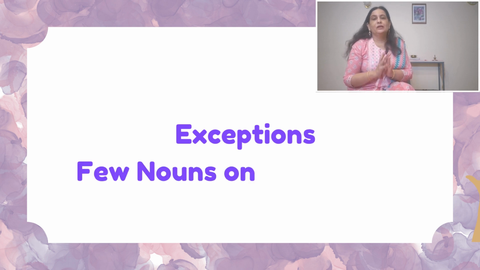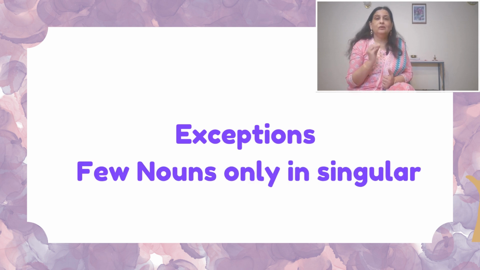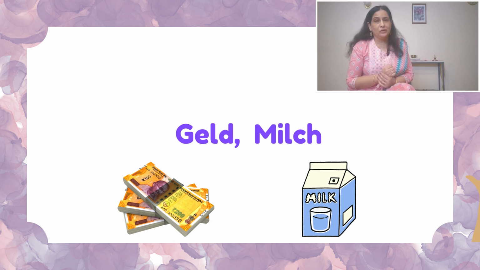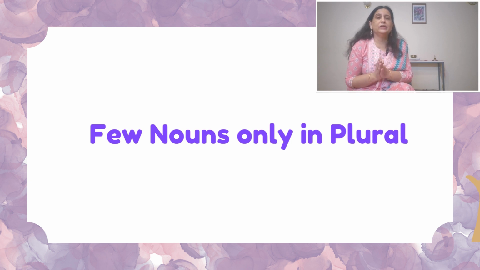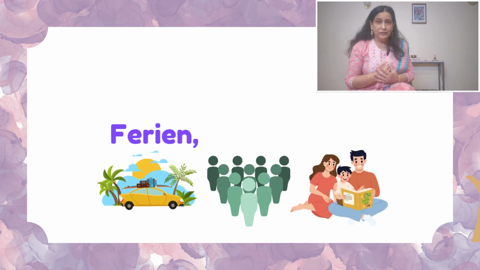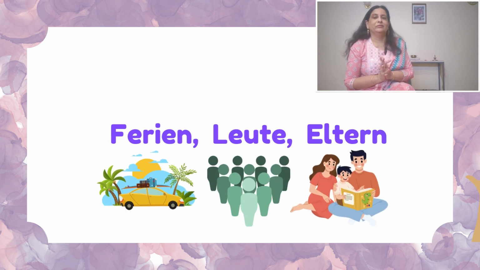Now there are a few exceptions here. There are a few nouns which exist only in singular form. Suppose Geld. Geld is only in singular form. Or Milch. Milch is also only in singular form. Just like this, there are some nouns which exist only in plural form. Those are Ferien or Eltern or Leute. Leute is people. So these exist only in plural form.